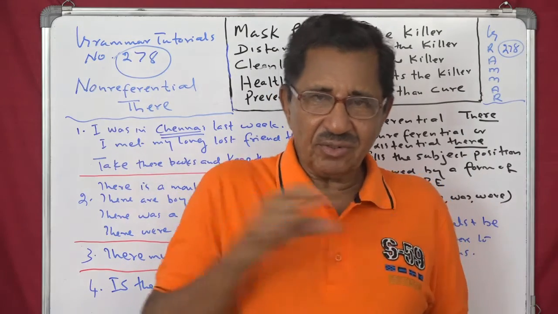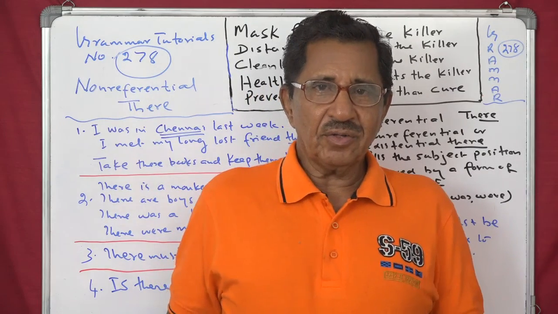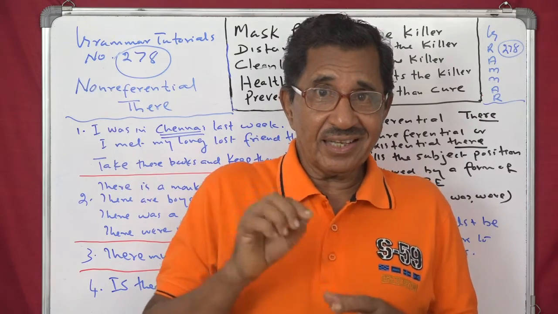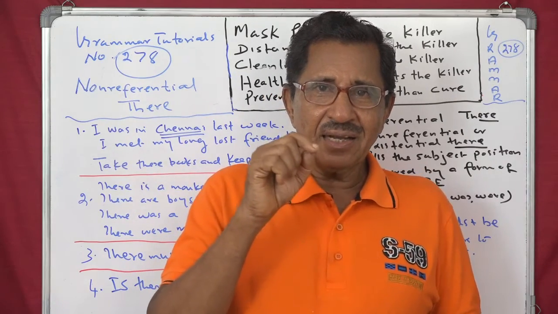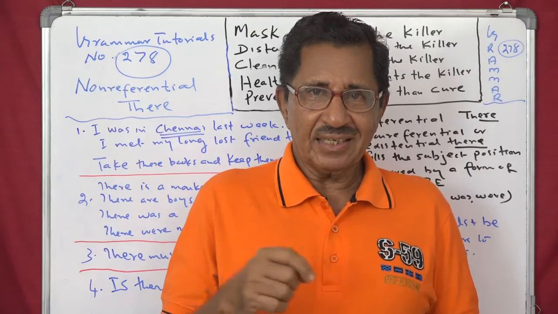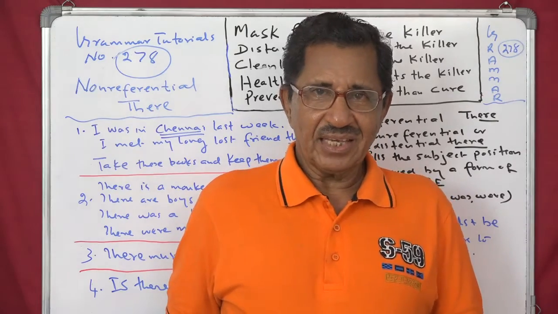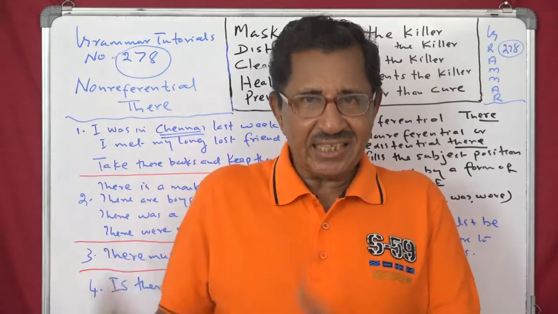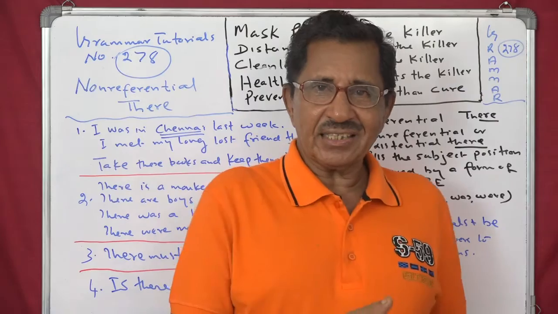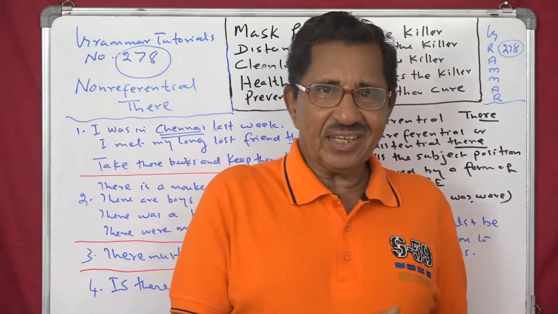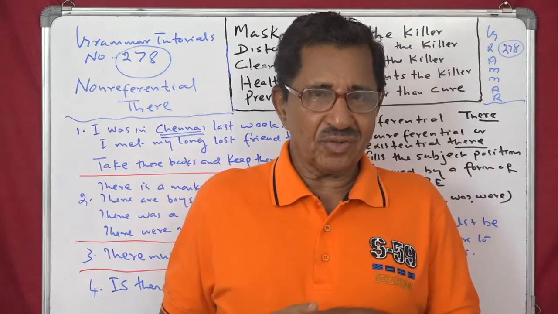And the third one is yes or no questions. You repeat there and the forms of to be. You have to repeat, not the contracted form. For example, there're or there's will not be used; it is there is. Is there anyone in the class? Yes, there is. Are there anyone in the class? Yes, there are. Was there anyone in the class? Yes, there was. Were there anyone in the class? Yes, there were. You cannot shorten it, that's the point you should remember.